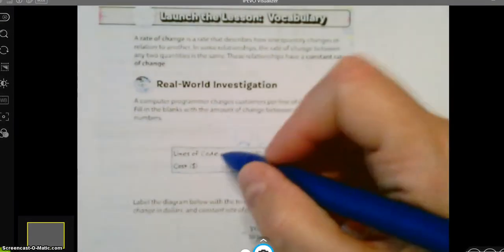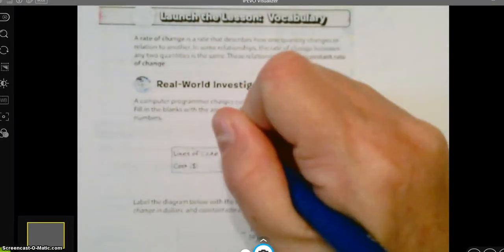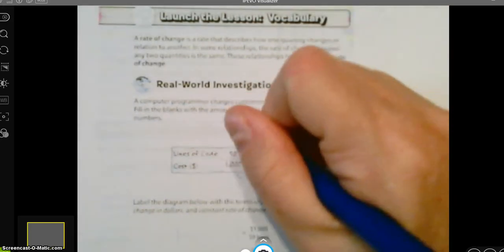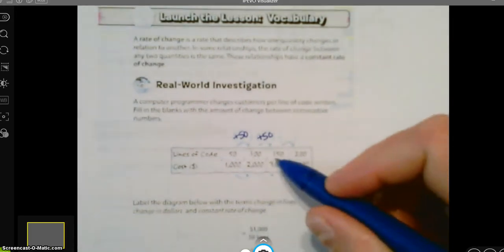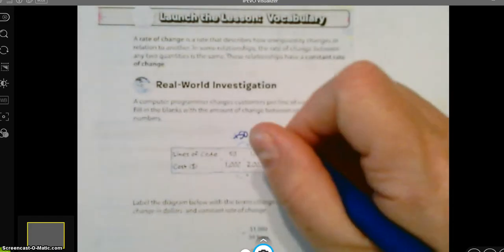So between 50 and 100, that is plus 50, right? And then the next one is 100 to 150, and again, if you're looking at your book, you can see this clearly, and you can write in your book, plus 50. And by the way, if you're in your book, you're on page 187. And from here to here, 150 to 200, it is also plus 50. And we're going to talk about this in just a second.